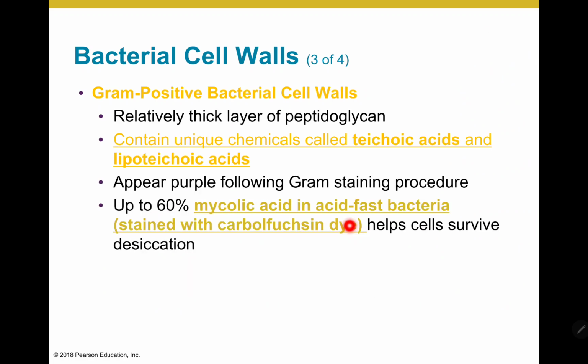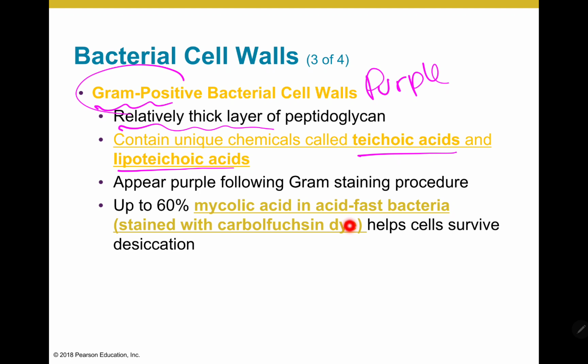Gram-positive, I'm already going to start you off and mention that these will be purple, right? Gram-positive bacteria are purple because they have a relatively thick layer of peptidoglycan, okay? Also, they contain these unique chemicals called teichoic acids and lipoteichoic acids. So remember that about gram-positive bacteria. Again, they're going to appear purple.